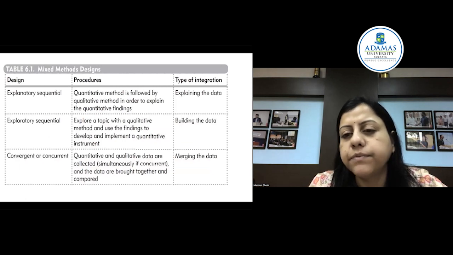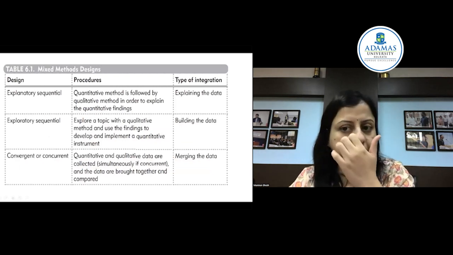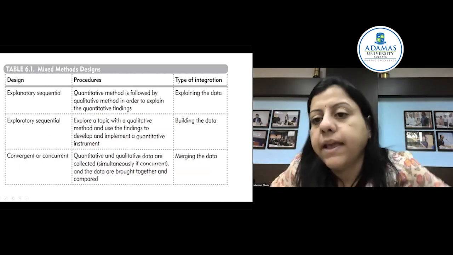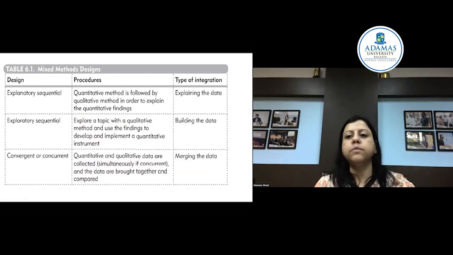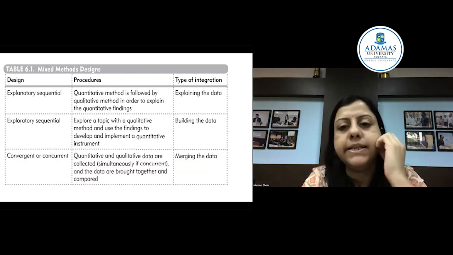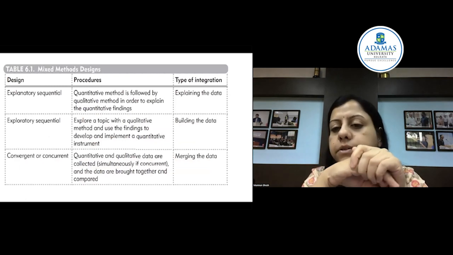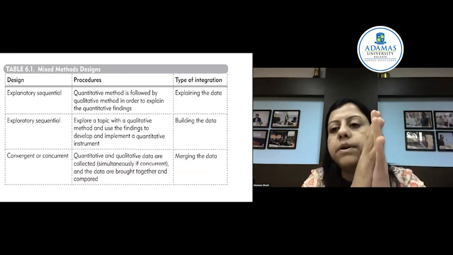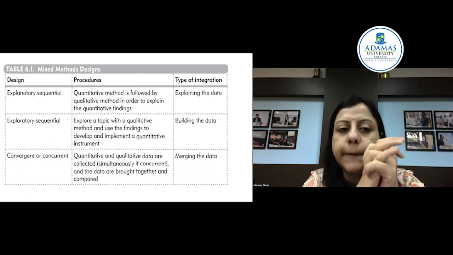I would also like to give you a basic idea about mixed method research, because as I say, this is the new way. If you don't conduct your work using quantitative or mixed methods, then it will not be very easy for you to publish research. So you also have to understand the types of mixed method design.